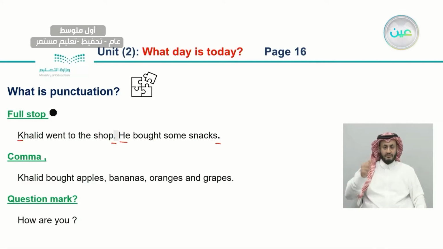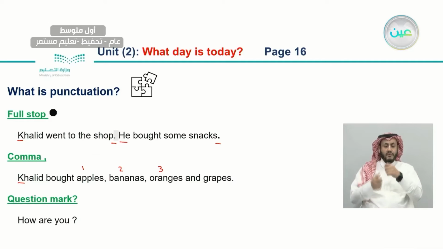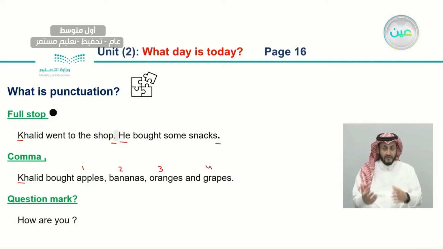Let's look here. Khalid bought, we started with a capital letter right here. Khalid bought apples, the first item. Number 2, bananas. Number 3, oranges and grapes. How many items do we have? We got 4 of them, okay? And we use the comma each time in order to show how many items, okay? And before the last item, I write and, okay?